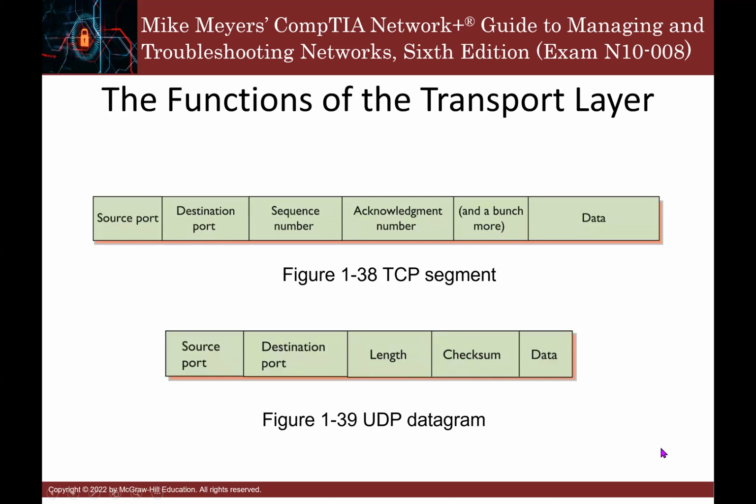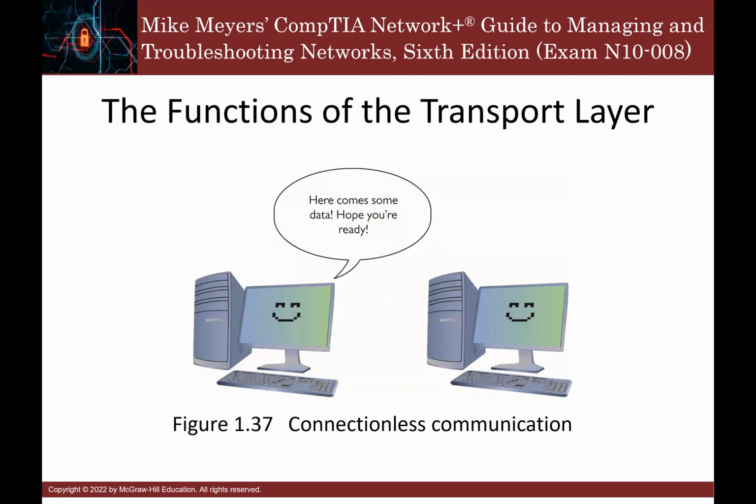This diagram just demonstrates how much more complex a TCP header is than a UDP header. So a TCP header has the source and destination ports, a sequence field, an acknowledgement number field, and then a bunch more, as Myers puts it. But that also includes a checksum, and then it has the data. The UDP just has a source and destination port, a length field, the checksum, and then the data. So it's much less overhead. So while TCP has the complex handshake, UDP just says, here it comes, hope you're ready.